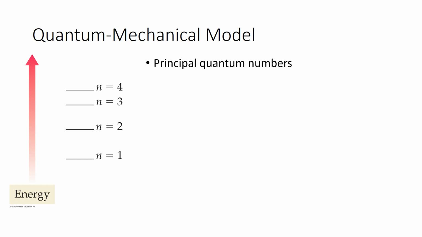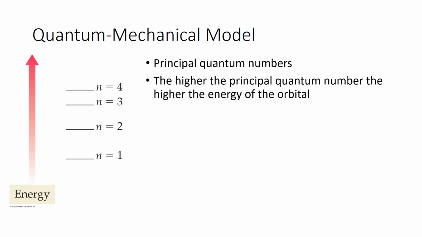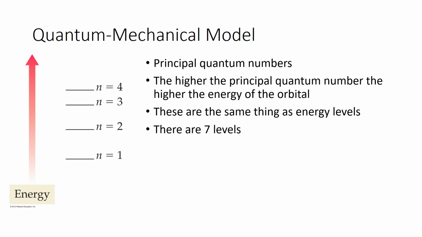So when we're looking at the quantum levels, each quantum level can hold a certain amount of electrons. The higher the principal quantum number, the higher the energy. I've already talked about that. Quantum levels are the same thing as energy levels. You'll hear me refer to them both, and there are 7 levels. Something that I want you to know. I'm going to go ahead and write the rest of them.